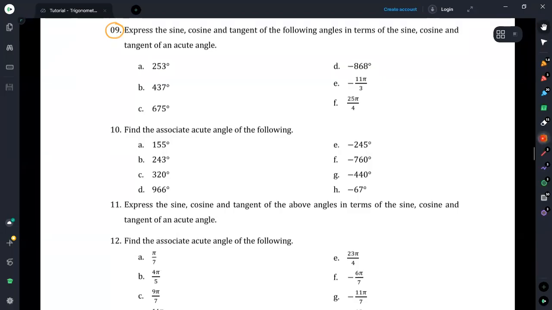Okay, we will continue this session from the point where we stopped in the previous session. In the previous session, we discussed up to the ninth problem, including the first four parts of the ninth problem. Therefore, I will continue the discussion by taking examples E and F under question number 9. Here, it is asked to express the sine, cosine, and tangent of the following angles in terms of the sine, cosine, and tangent of the associated acute angle.